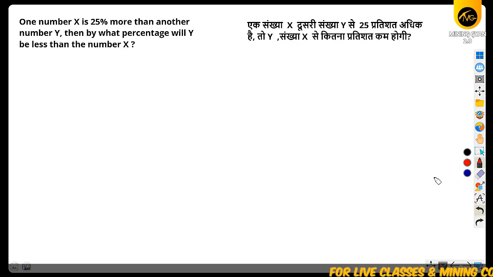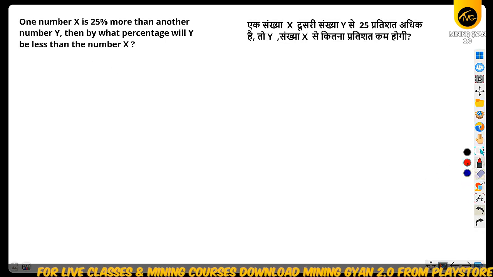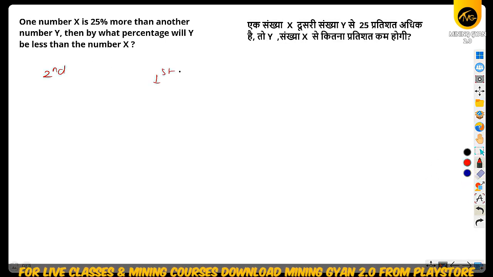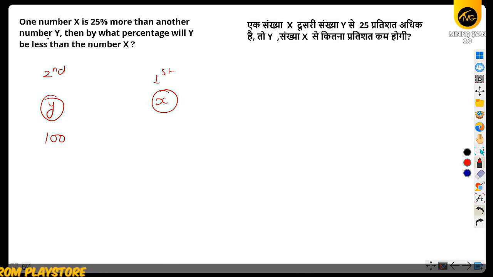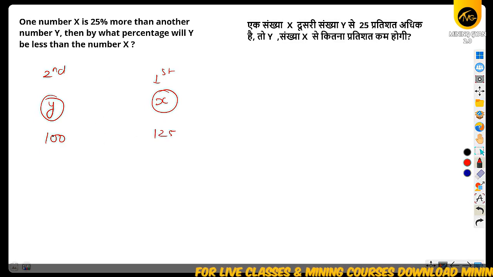So this is not the case. Basically, suppose the second number and first number. So the second number is y and the first number is x, correct? Suppose the second number is 100, and one number is 25% more than another number y. So what is 25% more than y? It will be 125, because x is 25% more than another number y.